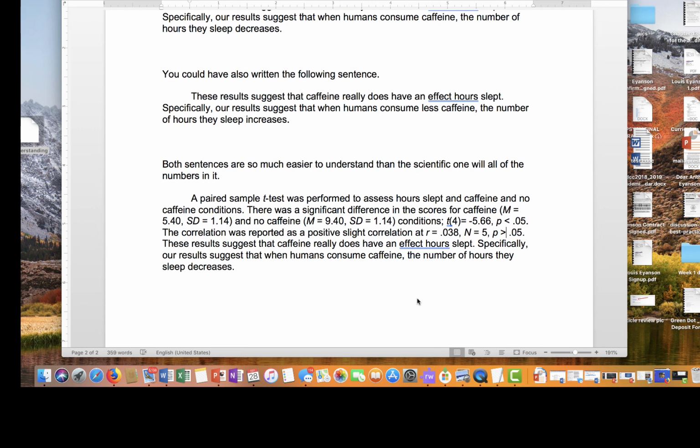This one's a little more elaborate, but it can be as simple as putting down that those participants who consumed no caffeine slept more hours than those that actually drank caffeine. That would be just as good as what it is here. This last sentence right here, specifically, our results suggest that when humans consume caffeine, the number of hours they sleep decreases. That is pointing back to your correlation. Okay, it's pointing back to your correlation. Okay, all right, good luck.